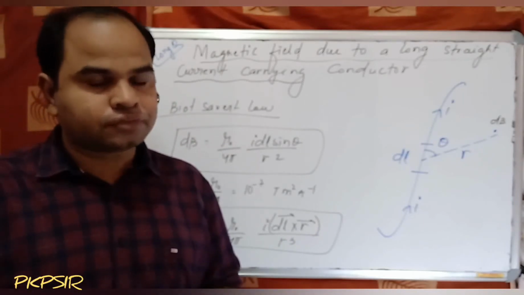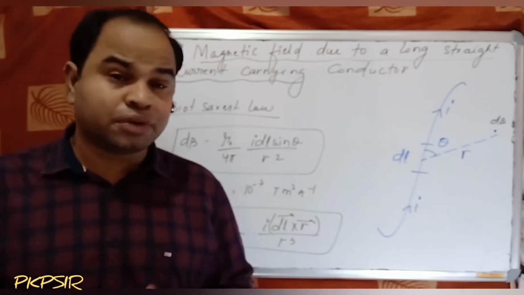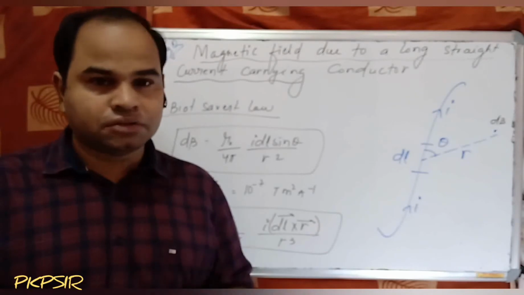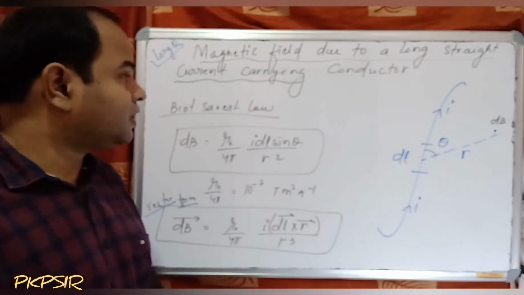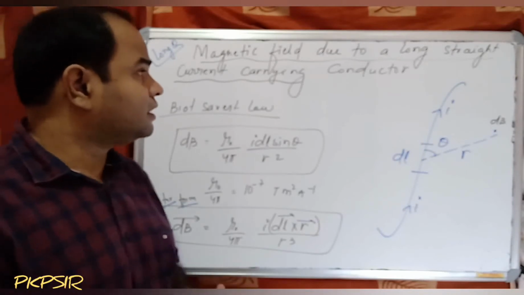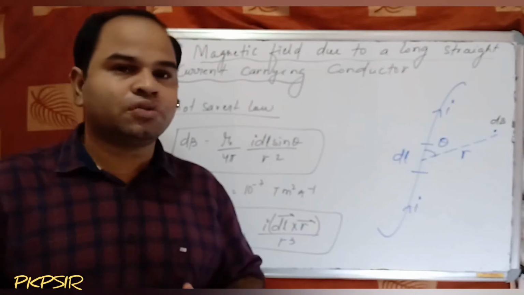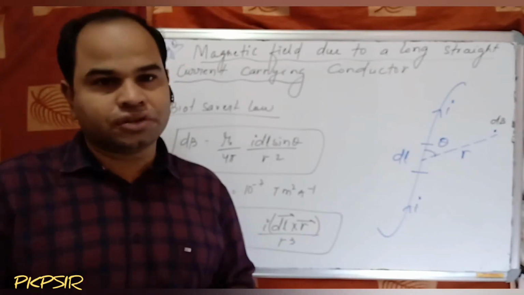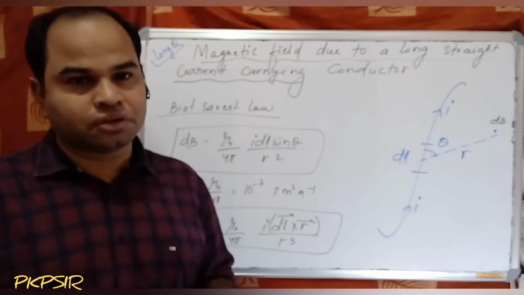Okay? So last video lecture we have discussed Biot-Savart's law. Revise it, and after that we will move to this long question, that is magnetic field due to a long straight current carrying conductor. So we are going to find the magnitude of magnetic field near a long straight current carrying conductor by using Biot-Savart's law.